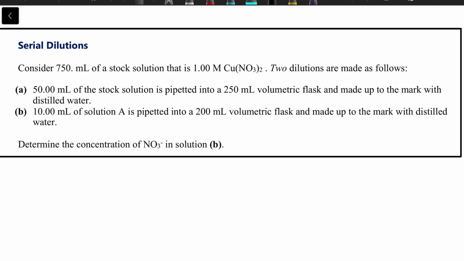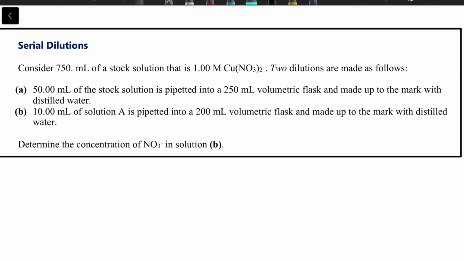Right, so let's look at the idea of serial dilutions. The word serial means you start with one thing, then you do something to it, and then you continue on with that thing that you've newly created, and you continue, and you continue. So it links to exactly this.